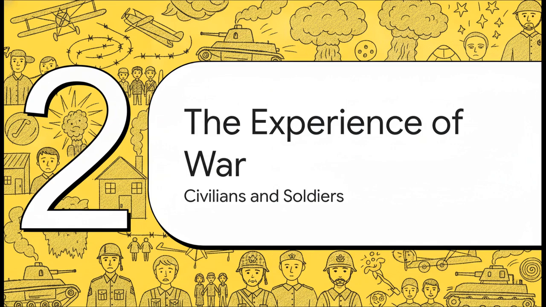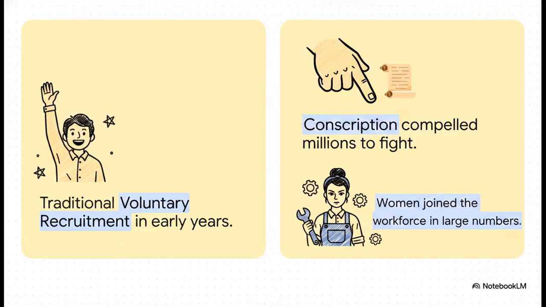Moving on to Section 2, the experience of war. As warfare evolved, the way it impacted the people actually fighting, and, crucially, the civilians back home, transformed completely. For example, military recruitment changed dramatically. For a long time, it was all about voluntary recruitment. But then, we see the shift to conscription and national service. The state literally forced men to fight.